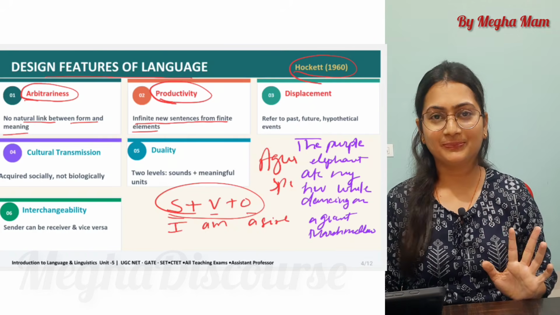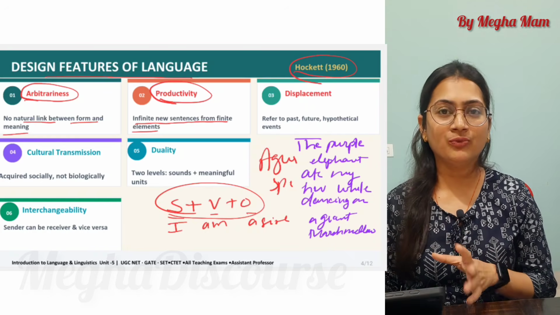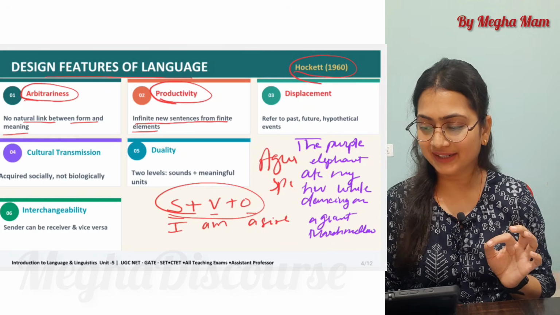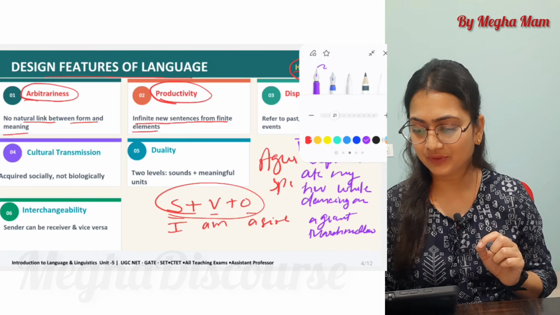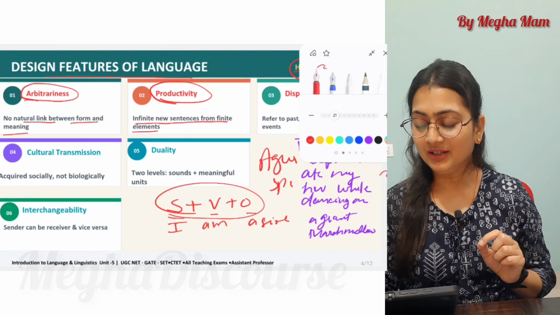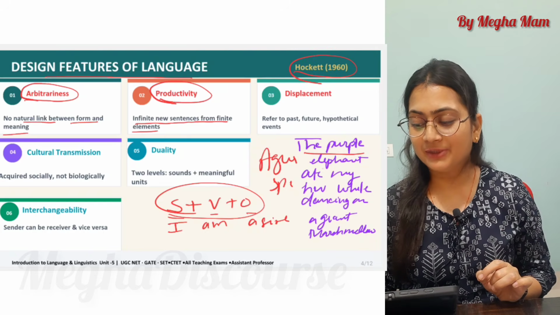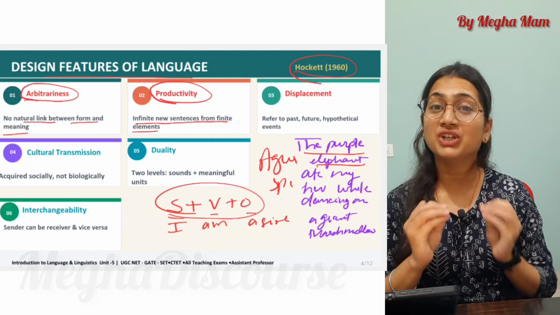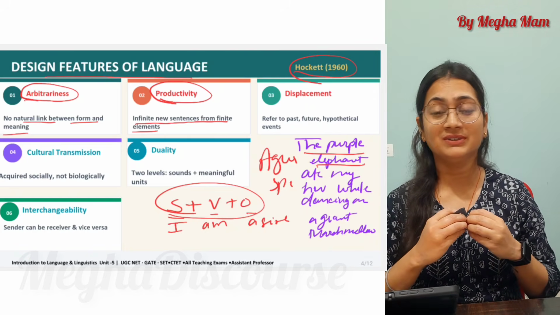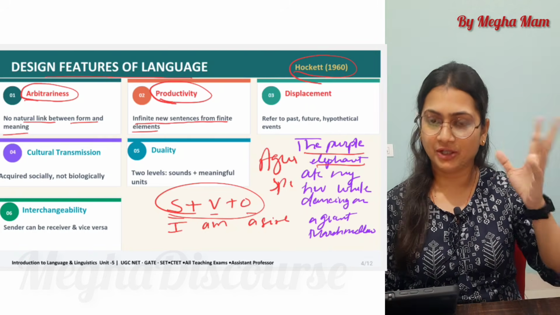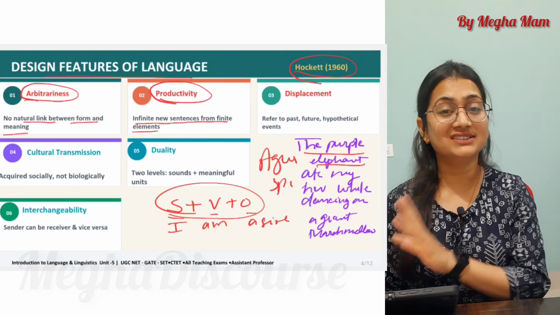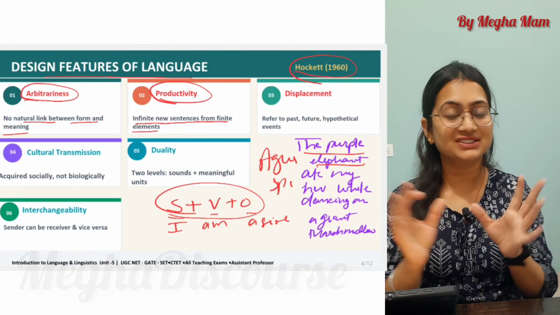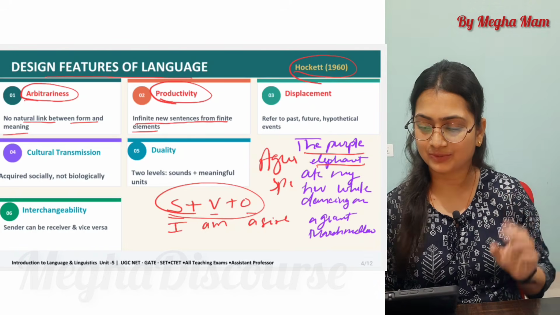So this is the sentence. Now, why did I frame this in one? Now let us break this sentence. First, the purple elephant, it doesn't exist. So this is a subject existing in imagination, it is superfluous, imaginative. But we made a sentence that is absolutely correct so far as structure is concerned. Syntactically, the structure is correct.